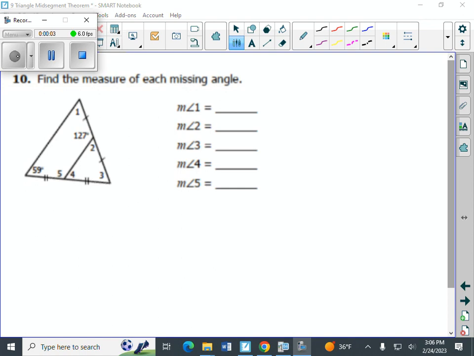Find the measure of each missing angle. First of all, just a reminder that this is a mid-segment, and we know that because of the tick marks here and here, and here and here, which ultimately also means that our segment is parallel to here. And that's important because right away I know what the measure of angle 4 is, because we have two parallel lines cut by a transversal.